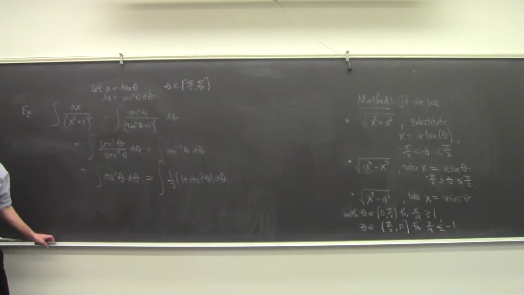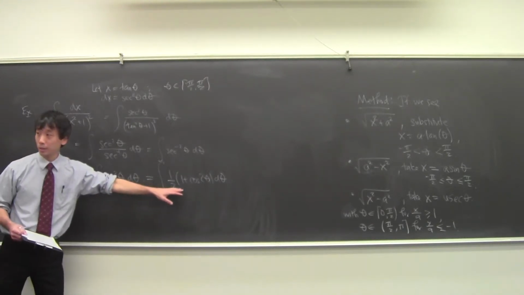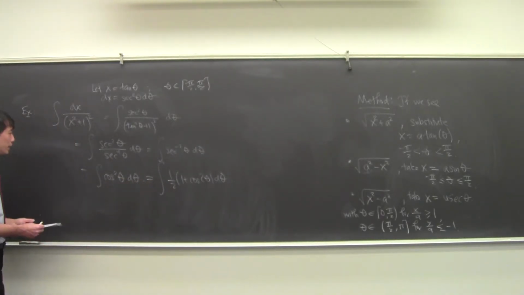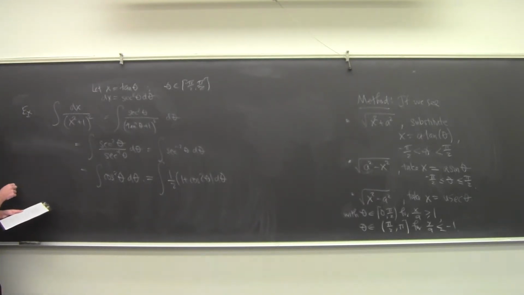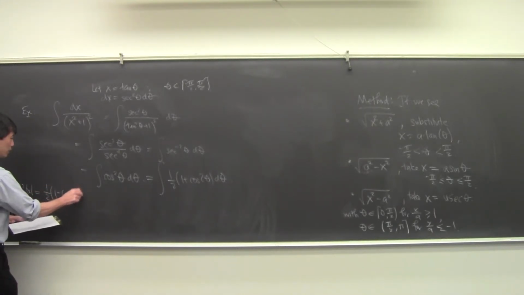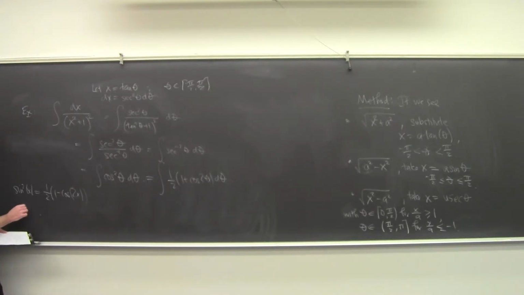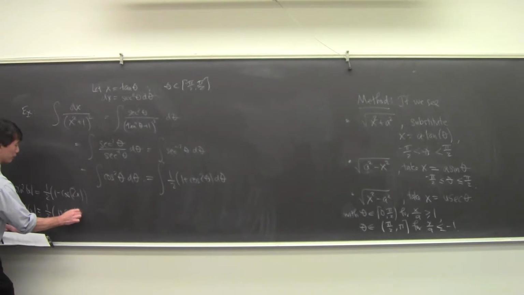Can you explain the last line again? From here to here? Yeah. This is just a trigonometric identity that we mentioned last time. You remember we had these two formulas. Sine squared is 1/2 times 1 minus cosine 2x. Cosine squared is 1/2 times 1 plus cosine 2x.